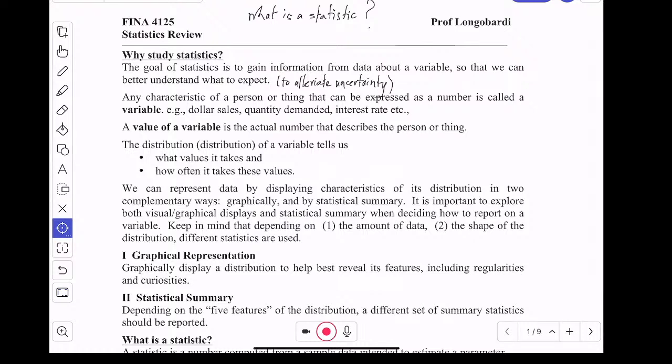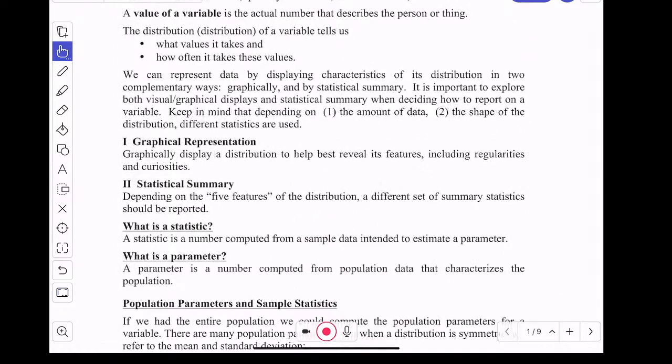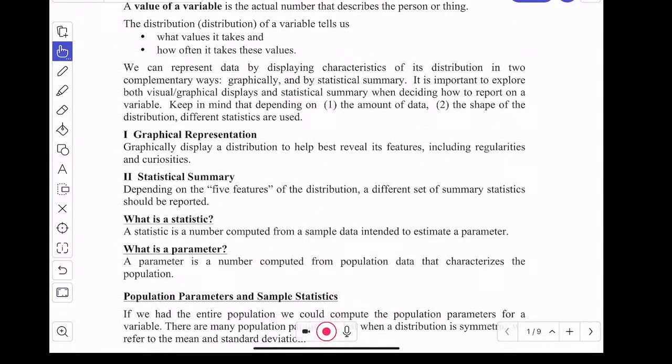When we have data, we like to display the data first in a graphical representation, and that graph reveals what values the variable takes and how often it takes those values. And this is for a sample, or even if we have all the population data, we would do something like this. So we need to first graphically represent the data, and then based on the graphical representation, we decide what statistics to use. And I'll give you an example.